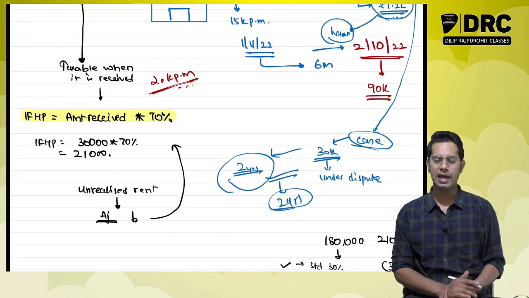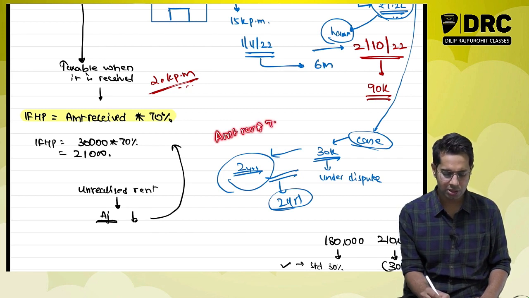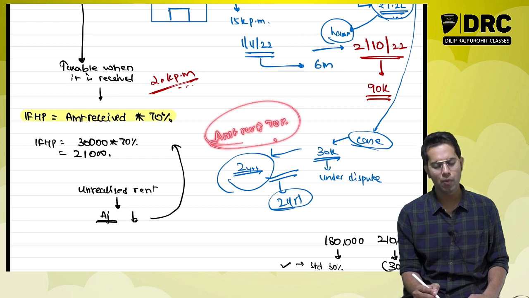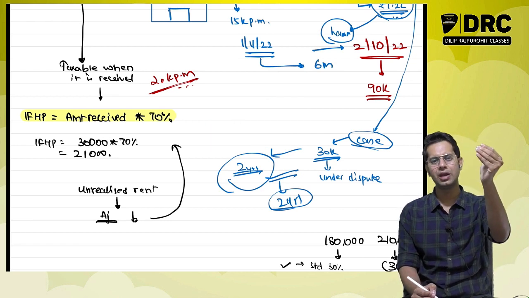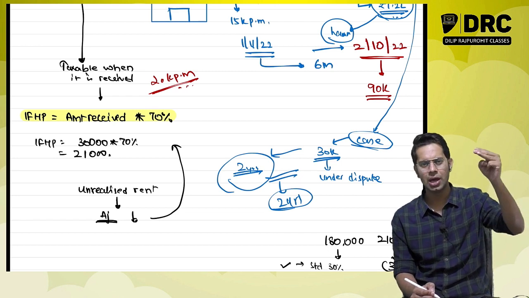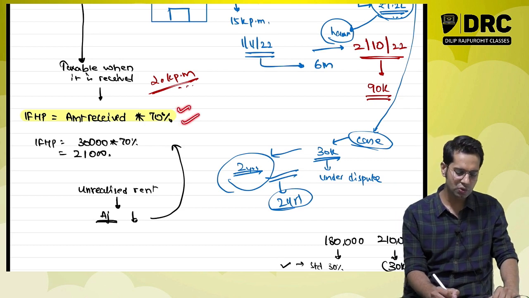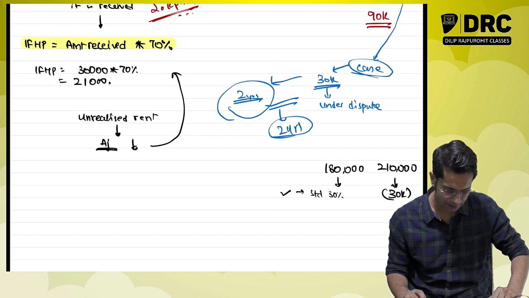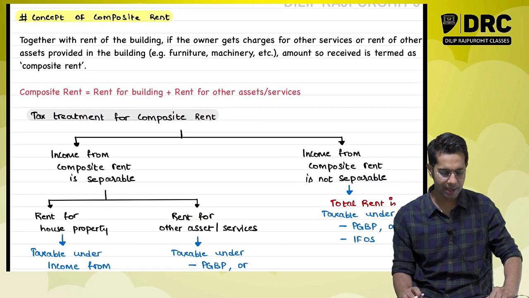Sir, how much will be taxable? Whatever amount you have received into 70%. In simple words, they are giving the benefit of standard deduction of 30%. Whatever rent you have received minus 30% standard deduction, that is taxable. So amount received into 70% will be taxable. Arrears of rent means rent under dispute.